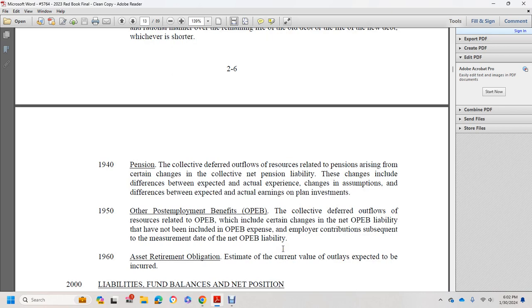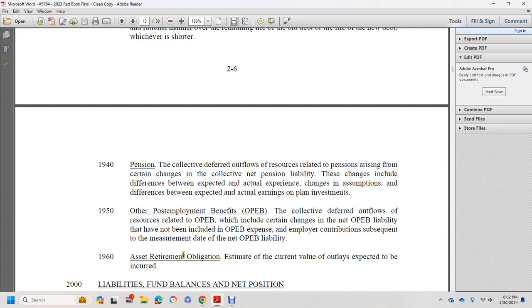1950. Other post-employment benefits, or OPEB. Collective deferred outflows of resources related to other post-employment benefits, which include certain changes within the net other post-employment benefits liability that have not been included in other post-employment benefit expenses, and employer contributions subsequent to the measurement date of the net other post-employment benefits liability.